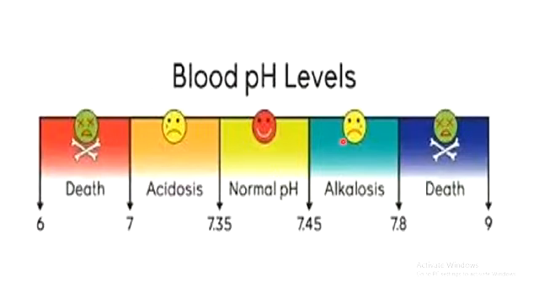So for the normal blood pH, from this diagram you can remember 7.35 to 7.45 is a happy normal pH. Below this is acidosis. Above this is alkalosis, and death when the pH falls below 6.8, and death when the pH rises above 8.